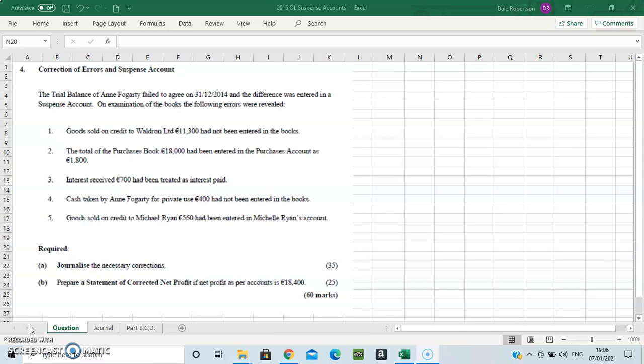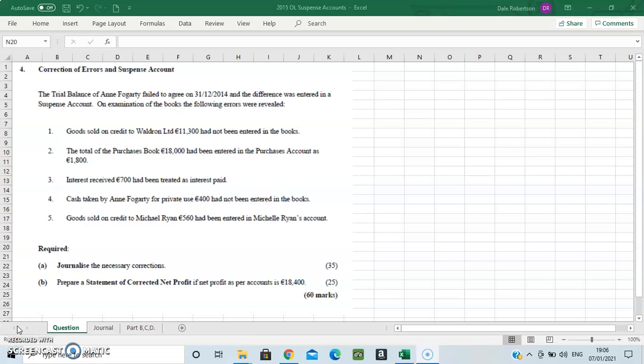Okay, we're going to have a look at an ordinary level suspense account question. The question itself is quite simplistic, but this is an important video to teach the system of how you answer suspense accounts. So let's first off have a look at the question and what it says.